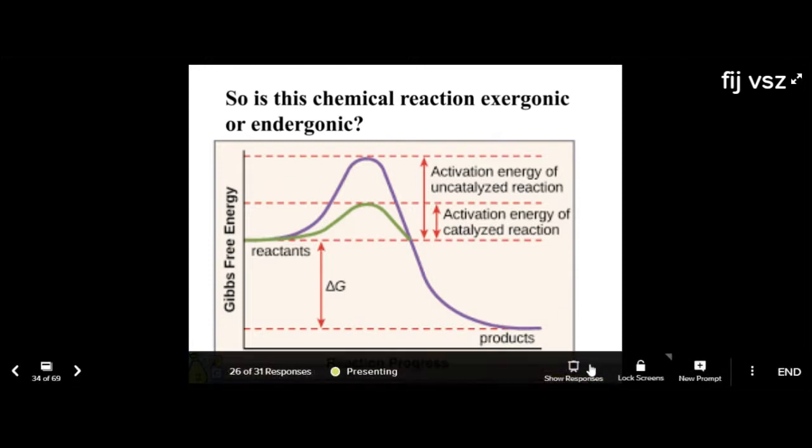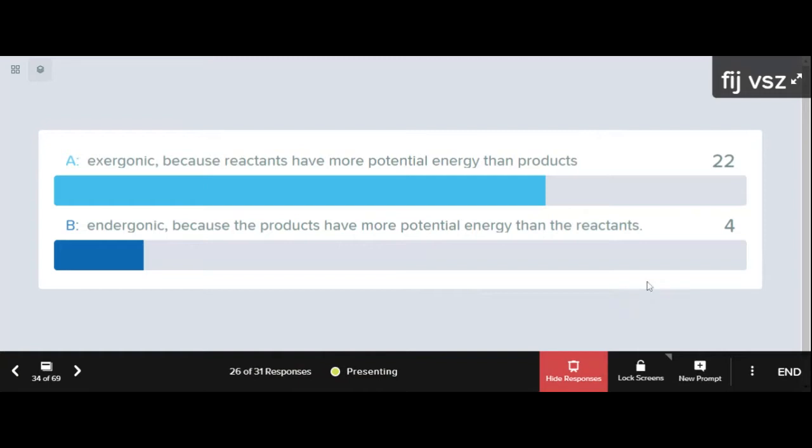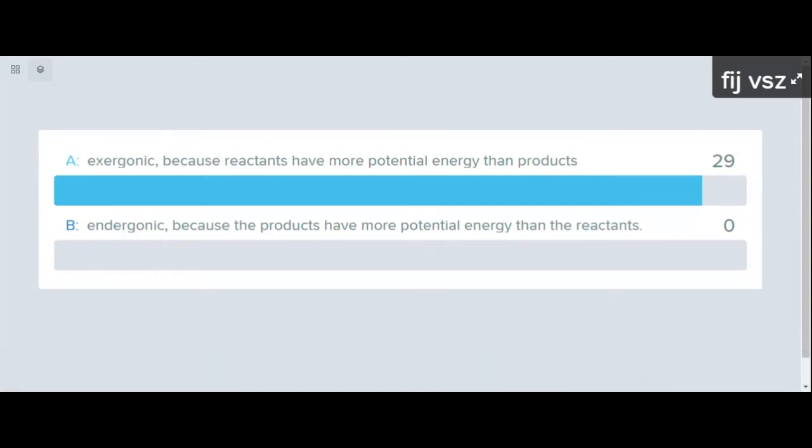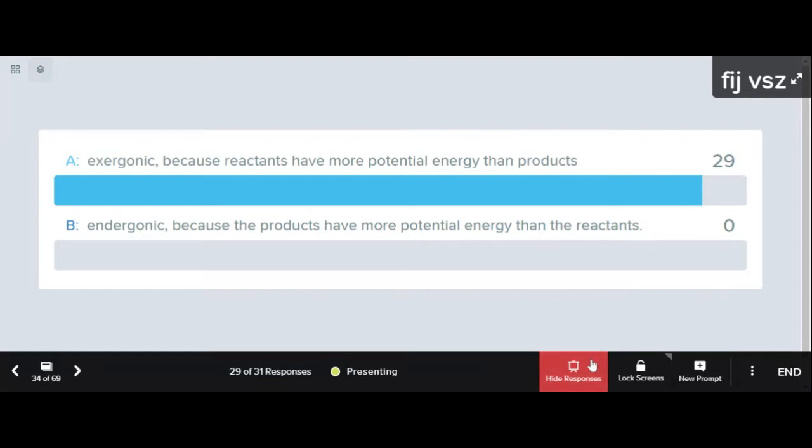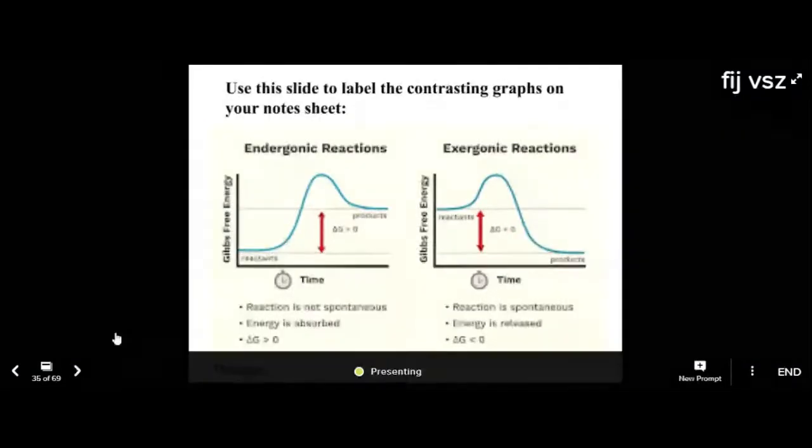Okay, let's see what you said. It is exergonic, yes, because the reactants have more potential energy than the products. So that energy must have left, right? So if the reactants reacted and changed into the products, that energy that used to be inside their chemical bonds got released somehow. Good. Nice job. Okay. All right.